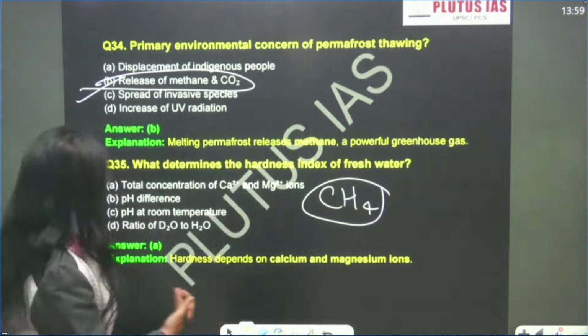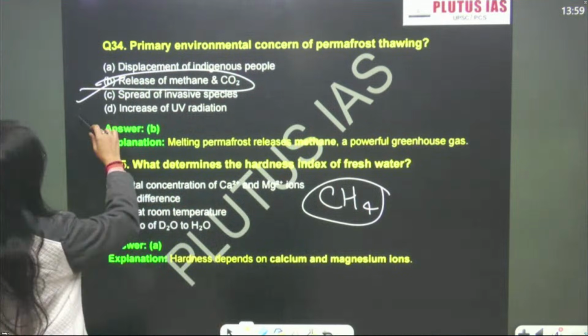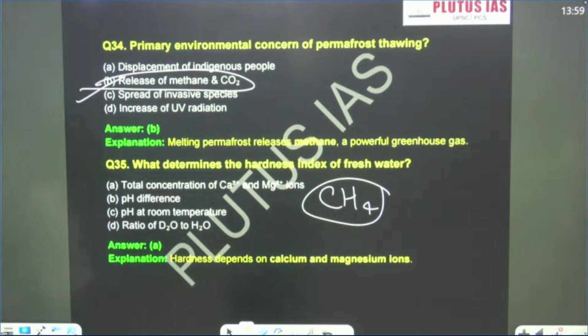Now let's look at the explanation of this release of methane and CO2.